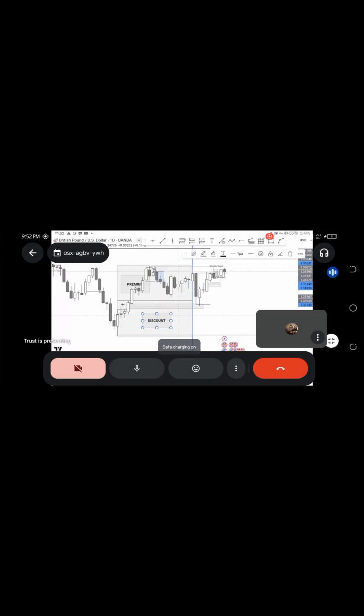So this area from 50% down is discount, from 50% up is premium. Now we have premium and discount arrays. You can say price delivery array. So when you say premium and discount arrays, it clicks well, understanding that premium. And this is what happens: when price is at premium of a range, it goes down, it trades down.